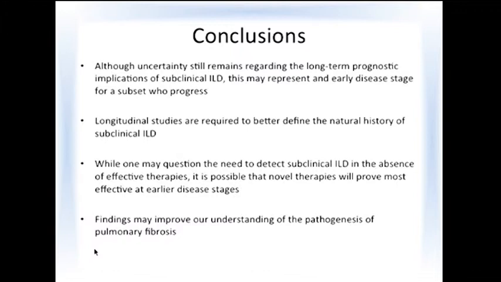I think this is one of the issues that a lot of reviewers bring up with this work: while one may question the need to detect subclinical interstitial lung disease, really in the absence of effective therapies, why should you care? Why should you actually be looking at this if we don't have effective therapies? But of course, I think we've made a significant amount of progress over the last decade in identifying potential candidates and pathways that we can modulate. So it's possible that these novel therapies will prove most beneficial in these early stages, and we can actually try to do some secondary prevention.